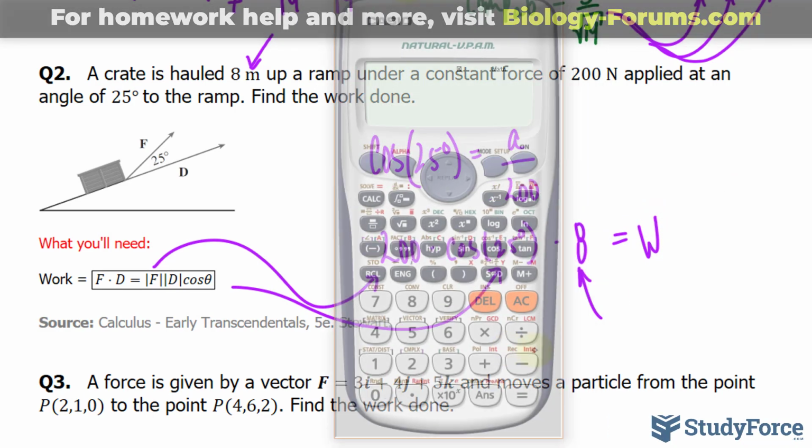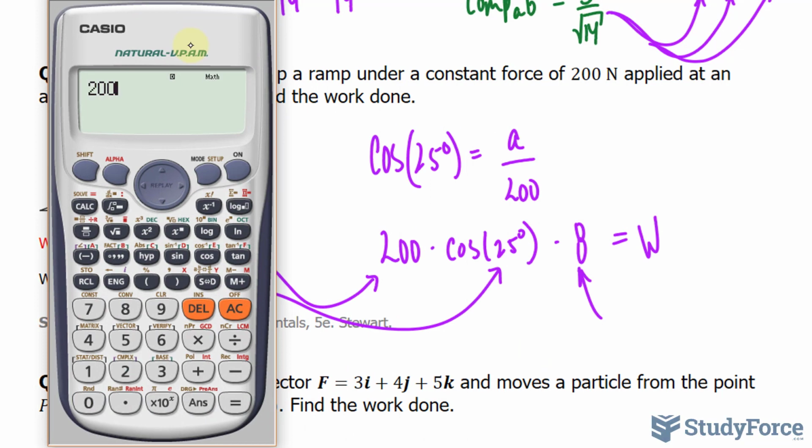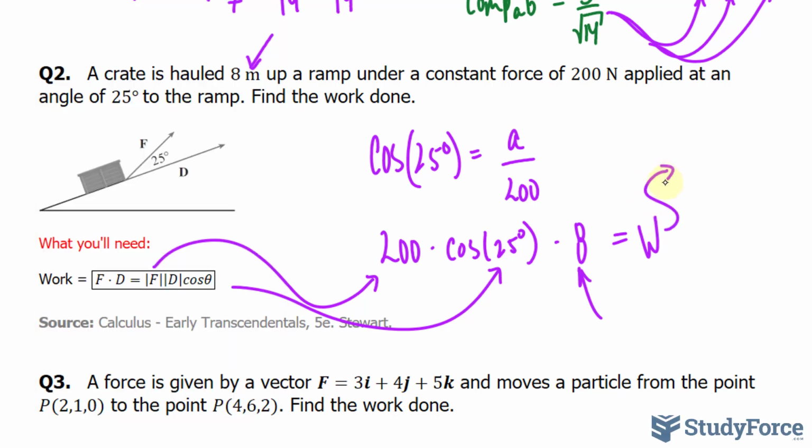Let's go ahead and do that. Make sure that your calculator's in degrees. 200 times cosine 25 degrees times 8 gives us 1,450. And without regarding significant figures, we'll just report that the way it is. 1450, and this is in newtons. Let's move on to question 3.